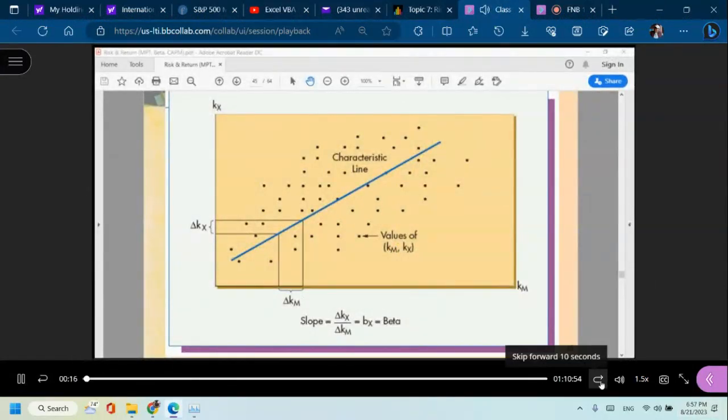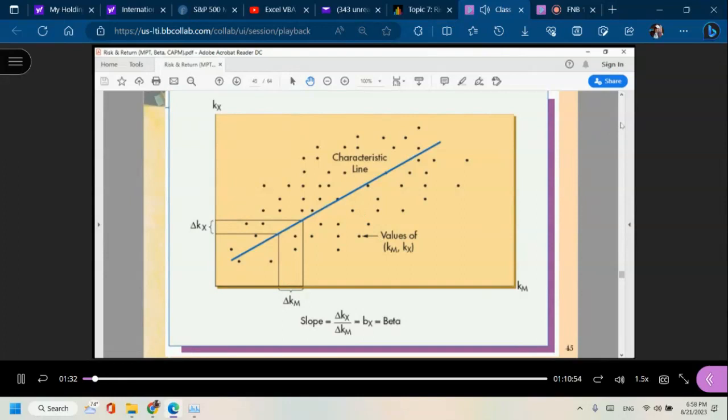Hello, welcome back. Continuing our discussion about how we measure the risk, especially the systematic risk. Our last discussion was that we left off where I was showing you this scatter plot between two variables, one being the market return and the other being the return on a particular stock of company X. Each dot in this scatter plot represents the coordinates between market return and the return on company X, right?